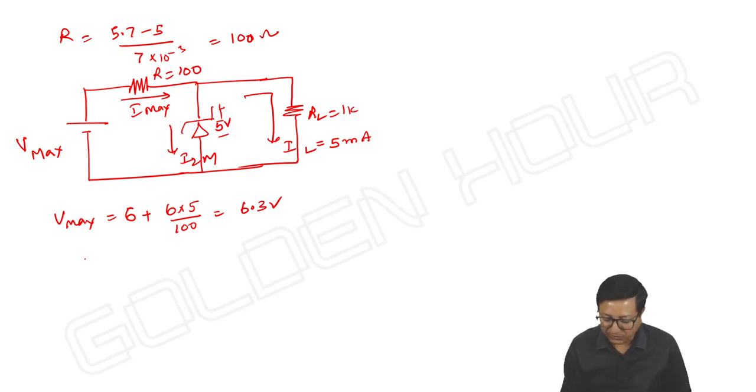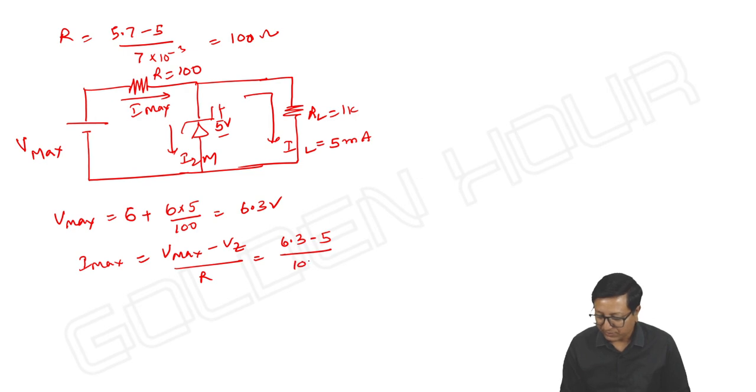Okay, so what about I maximum? I max is equal to V max minus Vz by R. 6.3 minus 5 by 100, it is 13 milliampere.